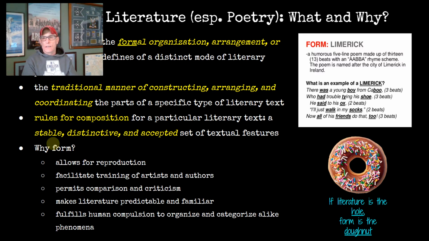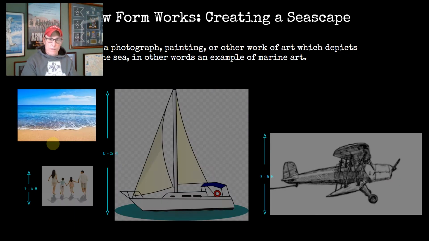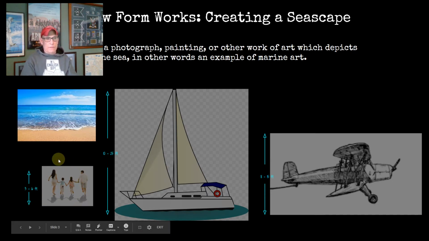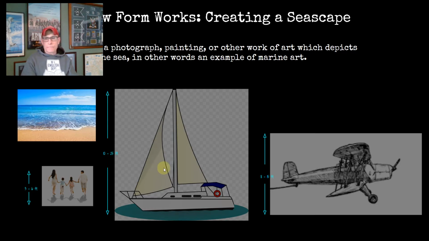Another way to look at this metaphorically is by thinking of a donut. If literature is the whole, then the form is the donut around the whole. Here's another way to look at form. We'll take it from the realm of visual arts. So I'm going to create a seascape, and a seascape is essentially a depiction of the planet involving ocean. So I found myself a depiction of a beach with a horizon going out, ocean going out to the horizon. Then I have a set of subjects, this family, a sailboat, and then finally a biplane that is pulling a banner that you see at the ocean.